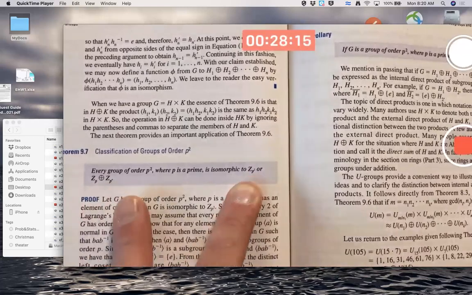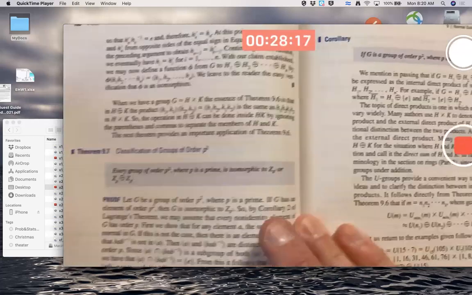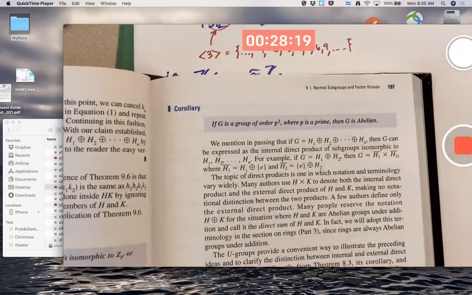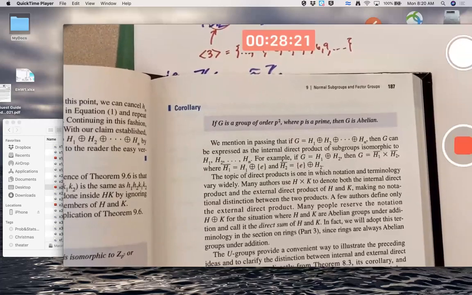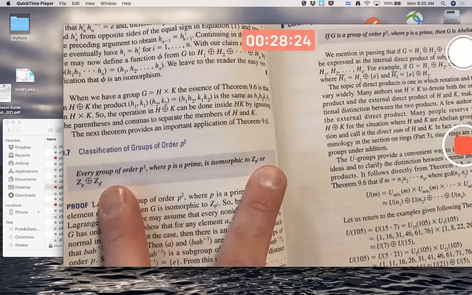And that does imply the corollary here, that a group of order P squared where P is prime must be abelian, because both of those groups are abelian.